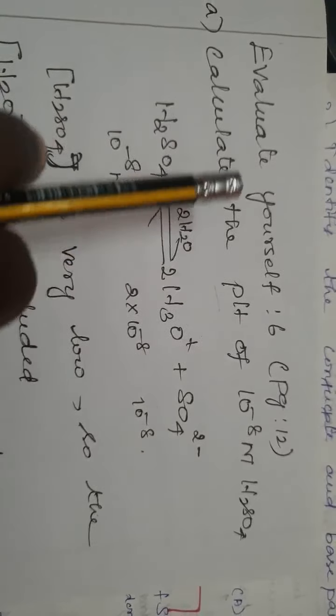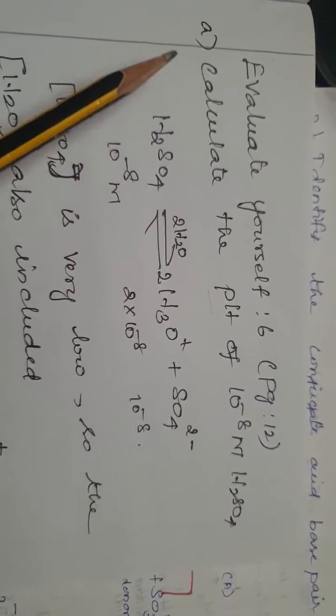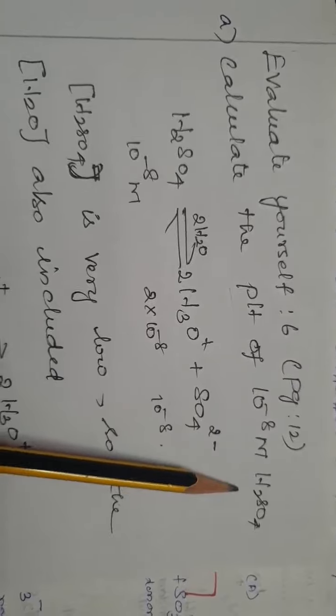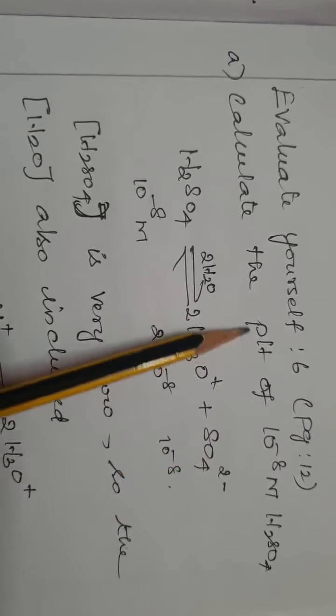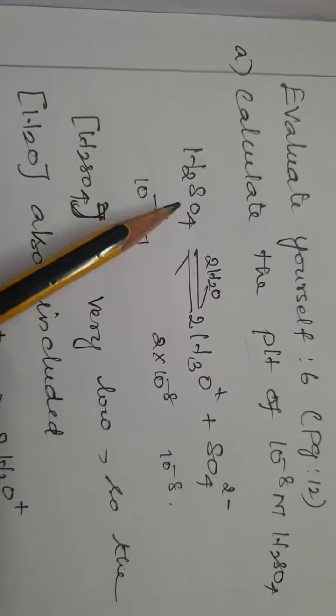Problem number 6, evaluate yourself, given in page number 12. First subdivision, calculate the pH of 10^-8 M H2SO4. Okay, so the concentration is given, you have to calculate the pH value. So for this you have to write the equation.